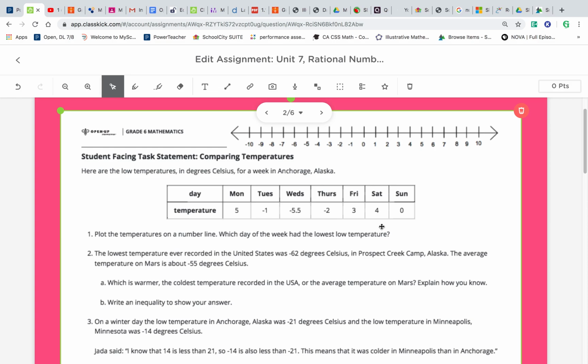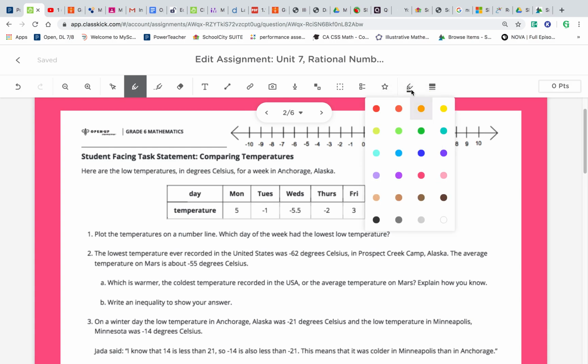So we're going to go one at a time. So let's take a look at Monday, 5 degrees Celsius. Well, let's find 0, and 5 is going to be to the right of that. 1, 2, 3, 4, 5. Here we go. So we can put a point right here. Okay, let's get a different color for the next day.